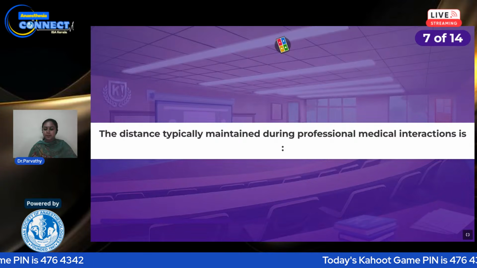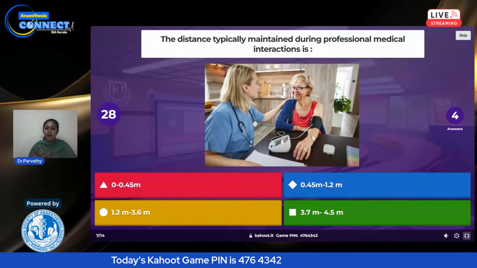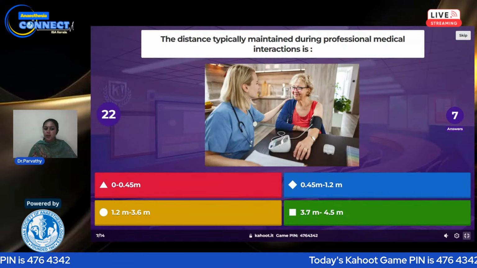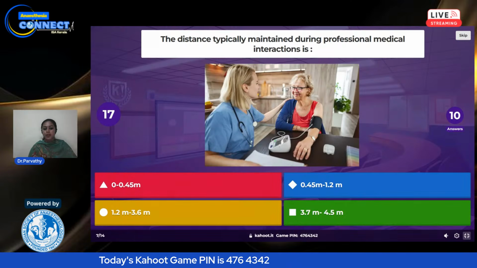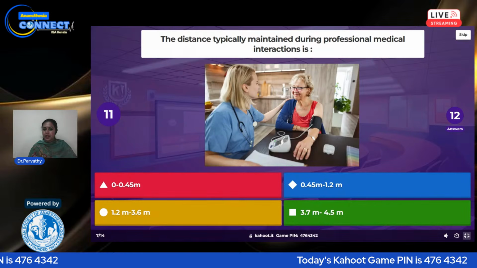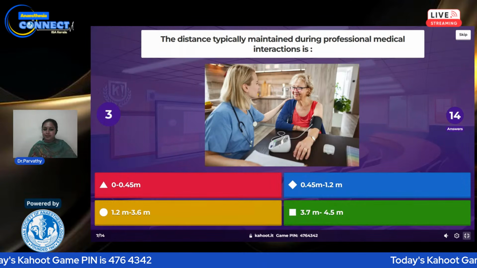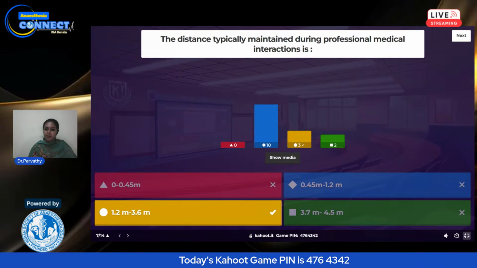the distance typically maintained during professional medical interaction is option A, 0 to 0.45 meter, option B, 0.45 meter to 1.2 meter, option C, 1.2 meter to 3.6 meter, option D, 3.7 meter to 4.5 meter. The distance typically maintained during professional medical interaction is ten of you have answered option B, but the correct answer is option C.